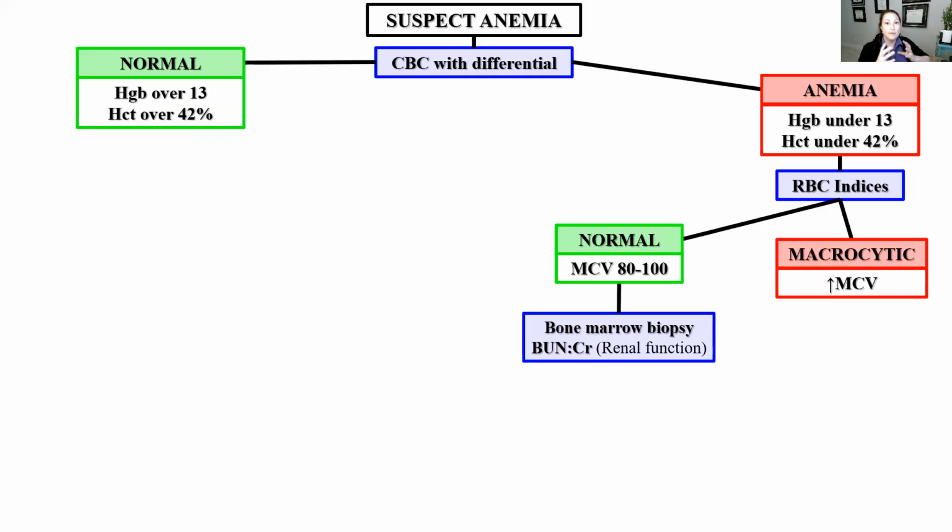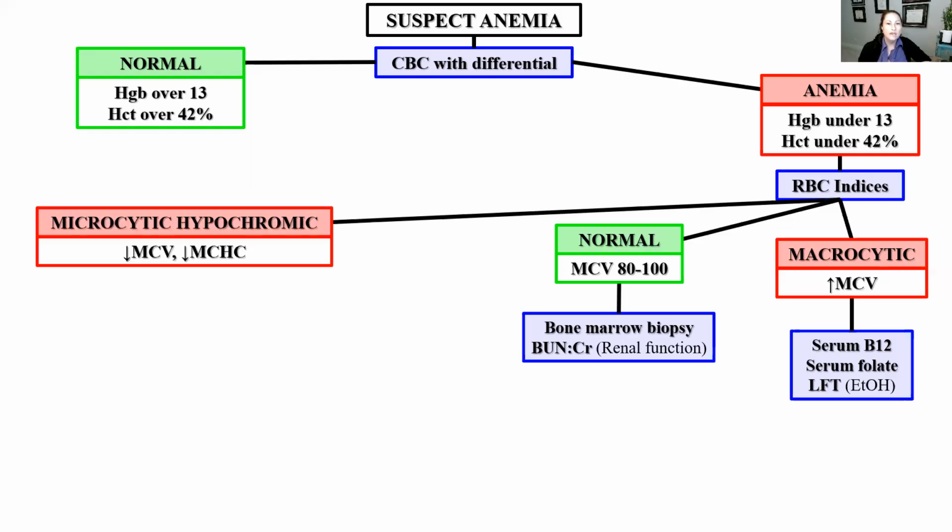Let's say it comes back as a macrocytic anemia, or a large cell. We'll have an elevated MCV. We're going to be looking at our serum B12, our serum folate, and our liver function tests because this can be associated with chronic alcoholism. Next, let's say it comes back as microcytic hypochromic. So it's a decreased MCV, and then a decreased MCHC, mean corpuscular hemoglobin concentration. So it's going to be kind of pale.